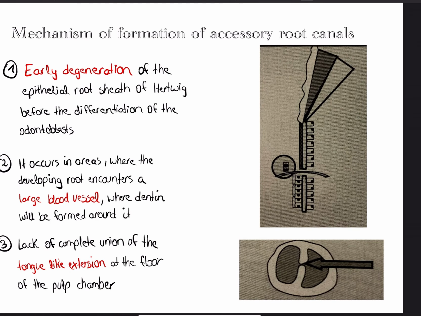The mechanisms of the formation of accessory root canals. We have the early degeneration, for example, of the epithelial root sheath of Hertwig before the differentiation of the odontoblasts. Another mechanism occurs in areas where the developing root encounters a large blood vessel, where dentin will be formed around it. Another mechanism is a lack of complete union of the tongue-like extension here at the floor of the pulp chamber.